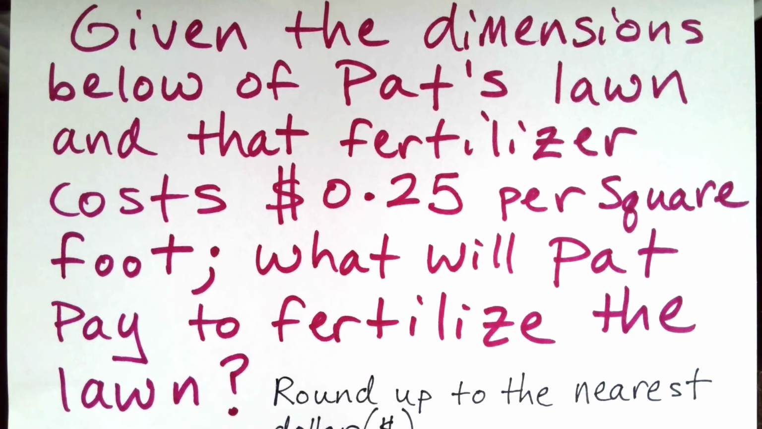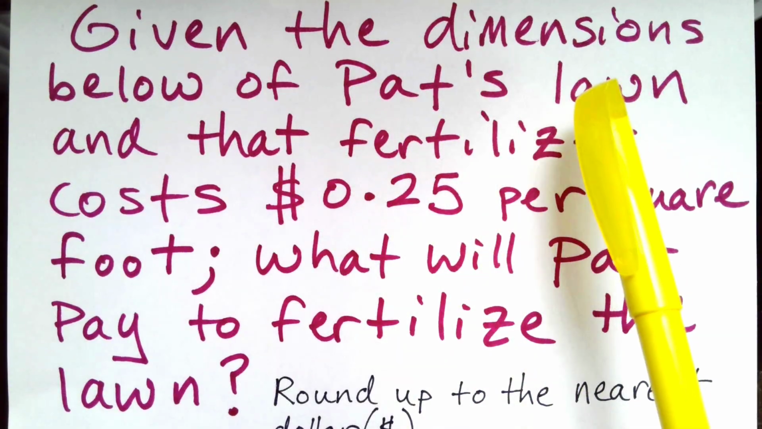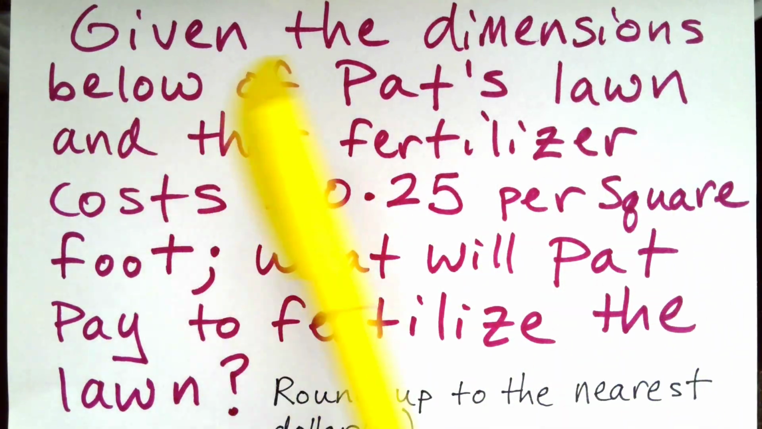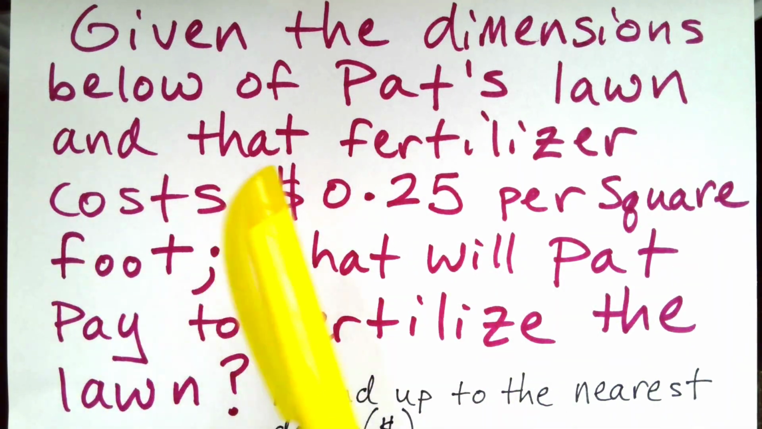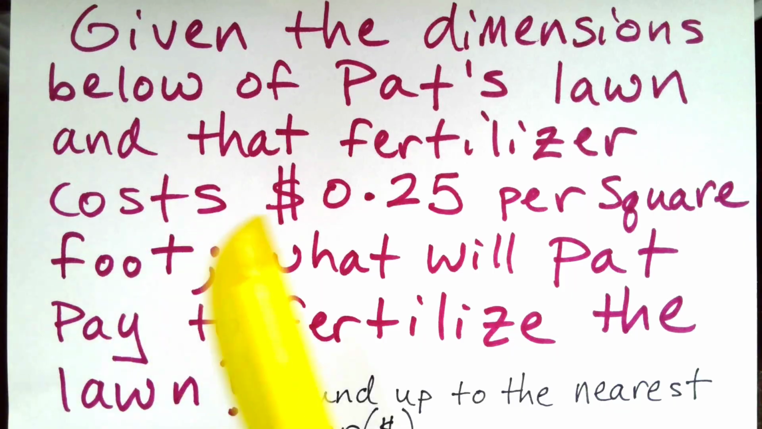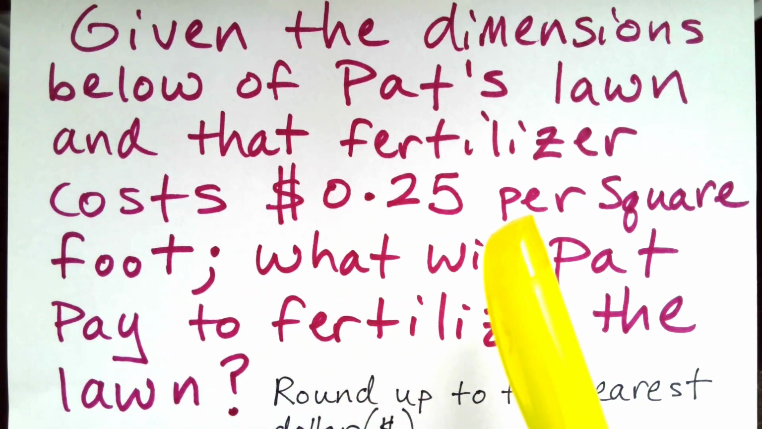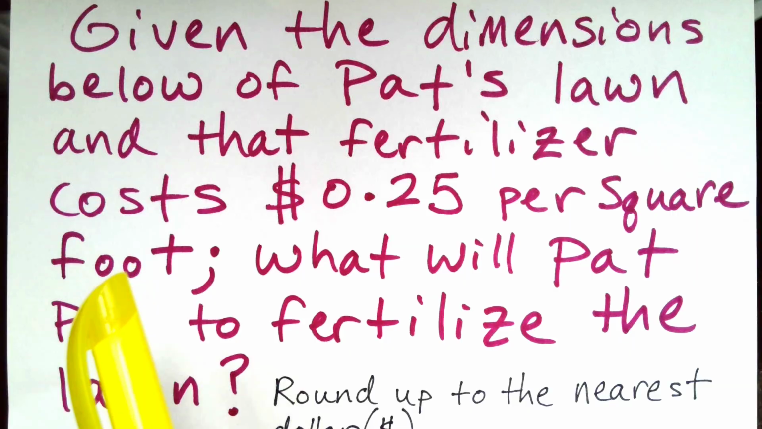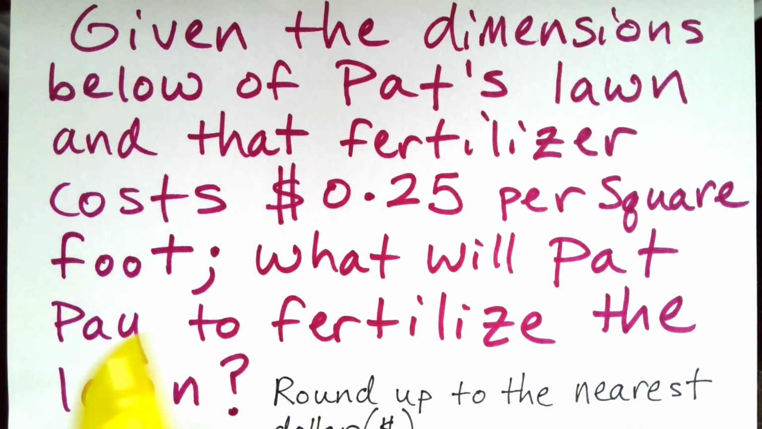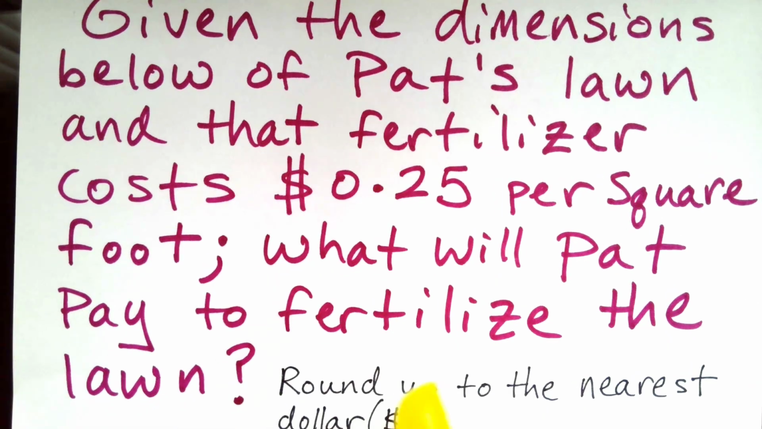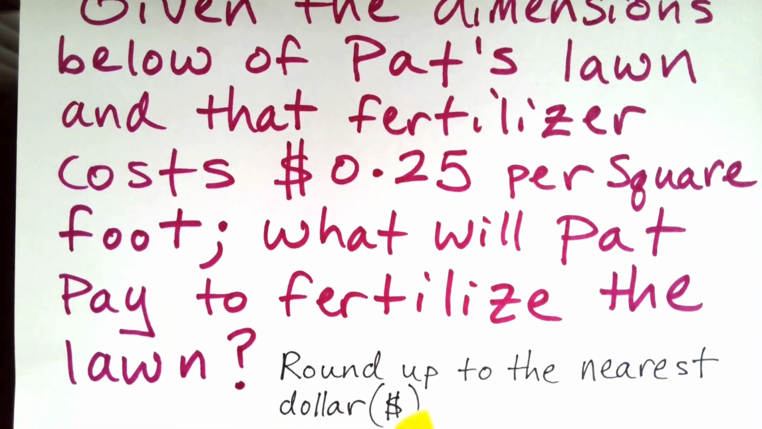I have another GED type of question. This is another word problem, and it has to do with Pat's lawn. Given the dimensions below of Pat's lawn, and that fertilizer costs 25 cents per square foot, what will Pat pay to fertilize the lawn? Round up your answer to the nearest dollar.